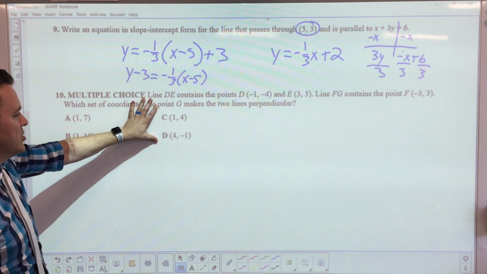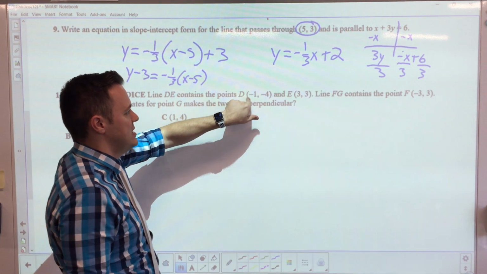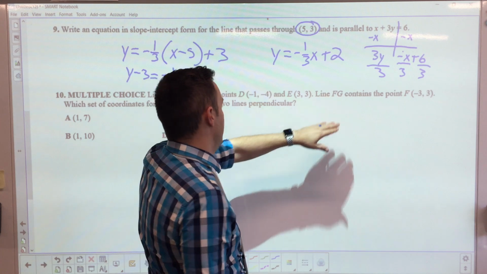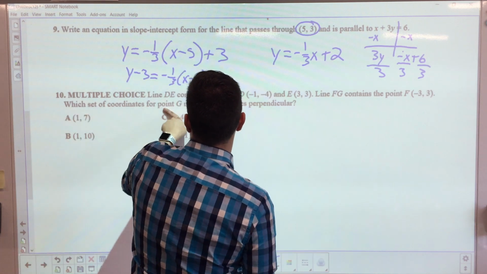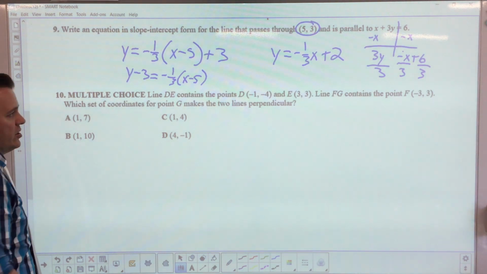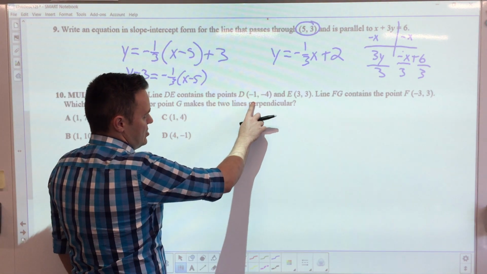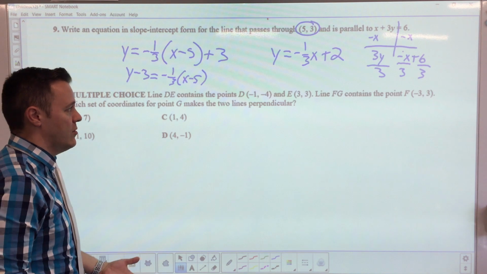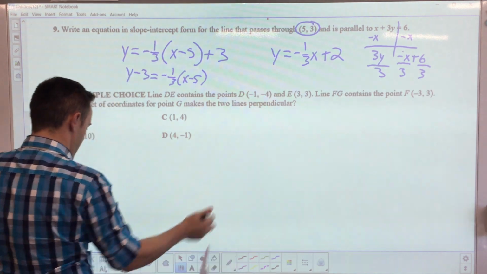Last but not least, multiple choice. Line DE contains points D and E. Line F contains these points. Which set of coordinates for point G makes the two lines perpendicular? So what I want you to do is, technically speaking, I would want you to graph this. So negative 1, negative 4.